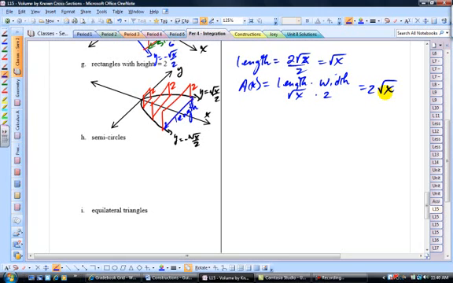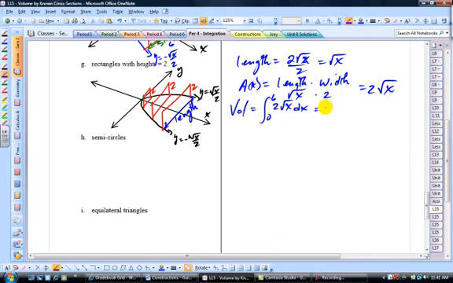Now, what are the bounds in this situation? 0 to 6. So again, to get the volume now, you just go ahead and integrate from 0 to 6 of 2 root x, so cross-sectional area times thickness. Go ahead and work ahead of me here.